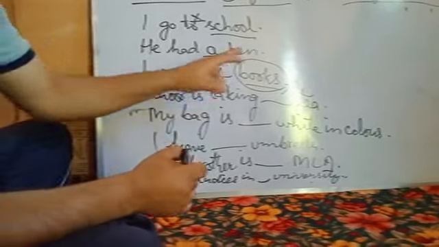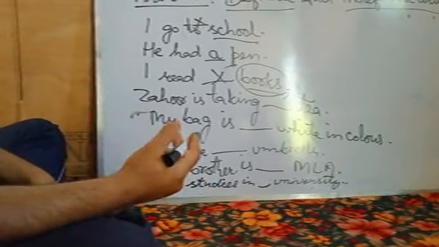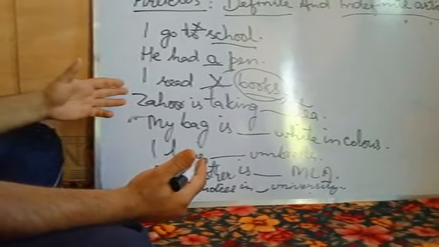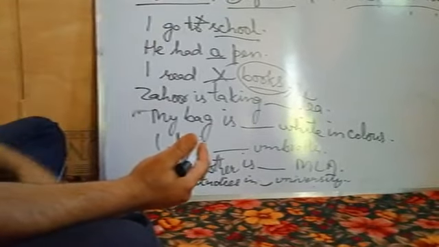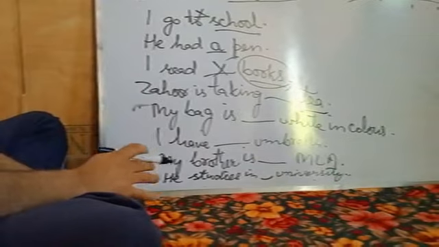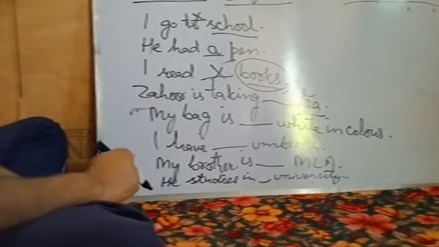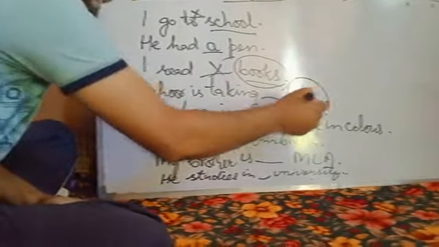Zuhur is taking dash tea. Zuhur chai pee raha hai. What article can we use? Can we use an indefinite article here? No, because tea we cannot count. It is an uncountable noun. With uncountable nouns we cannot use an indefinite article. Tea we cannot count. In Kashmiri, I will quote an example.